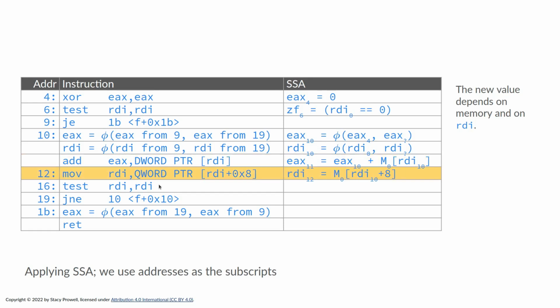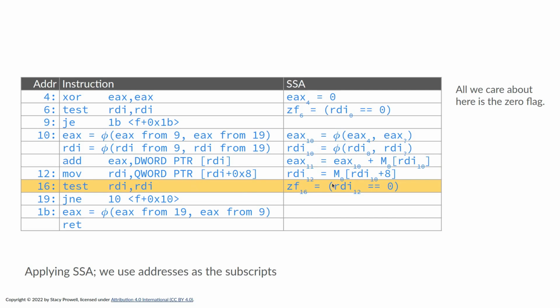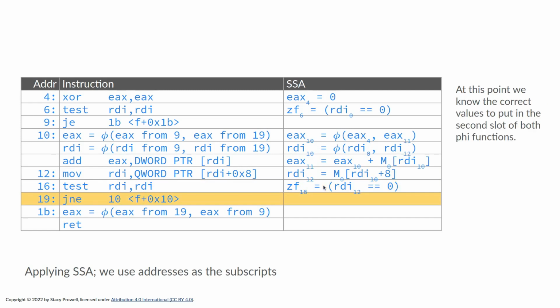Move is the next thing. We're going to modify RDI with what's at memory. So again, we look at our memory. We haven't changed it, so it's still M0. We have RDI10 because that's the most recent RDI. We add 8 to it. We go and dereference memory there, and that becomes RDI12. We check to see if it's 0. Zero flag at 16 is true if RDI at 12 is 0. And then we do a jump. And the jump, of course, doesn't set or modify anything, so it's blank.